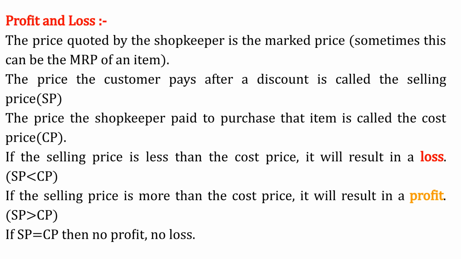Profit and loss. The price quoted by the shopkeeper is the marked price. Sometimes this can be the MRP of an item. The price the customer pays after a discount is called the selling price, SP. The price the shopkeeper paid to purchase that item is called the cost price, CP. If the selling price is less than the cost price, it will result in a loss. If the selling price is more than the cost price, it will result in a profit. If SP equals CP, then no profit, no loss.